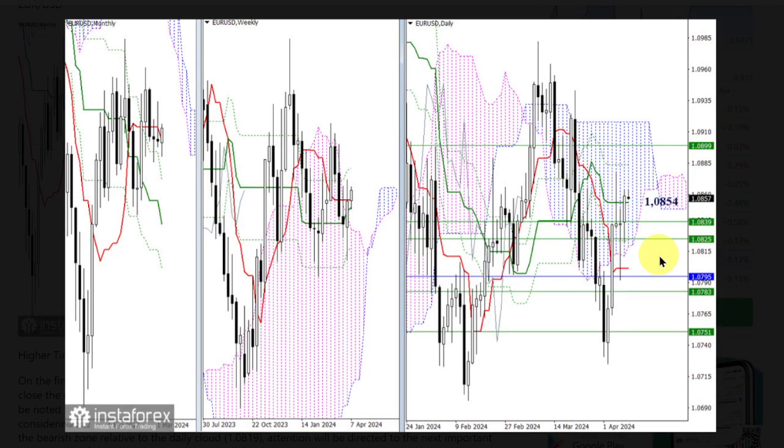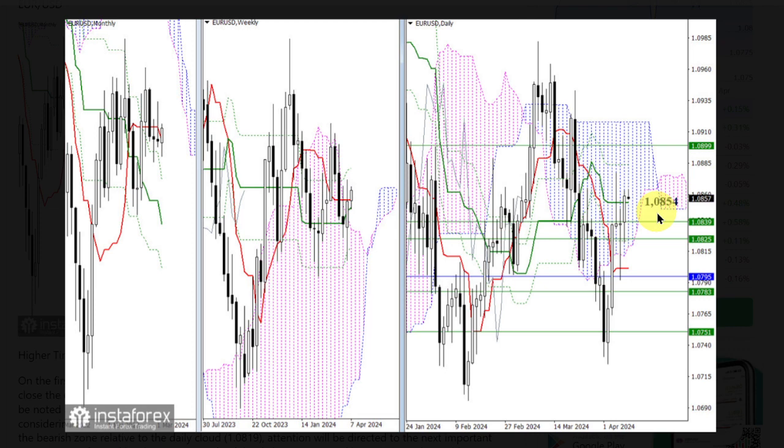On the first day of the new trading week, bullish players showed notable activity. They managed to close the day above the daily medium-term trend at 1.0854. The following upside targets can be noted at 1.0884, 1.0899 and 1.0918. Breaking through these daily and weekly resistances will allow for considering new prospects.